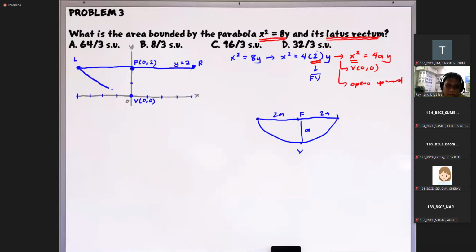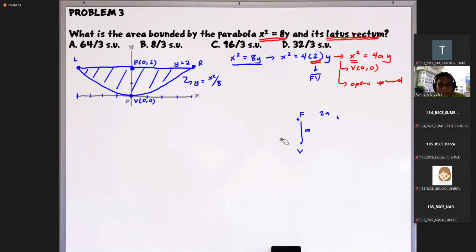Ibig sabihin, ito yung parabola na hinahanap natin. Sa vertex, dapat mag-change siya ng direction. Kasi kanina pababa, so ito pababa, pagdating dito, pataas naman siya. Ito yung area na gusto natin i-solve. Itong parabola na to is given by this equation. I-rewrite na lang natin as y is equal to x squared over 8. So that's our problem. Any questions sa figure natin?